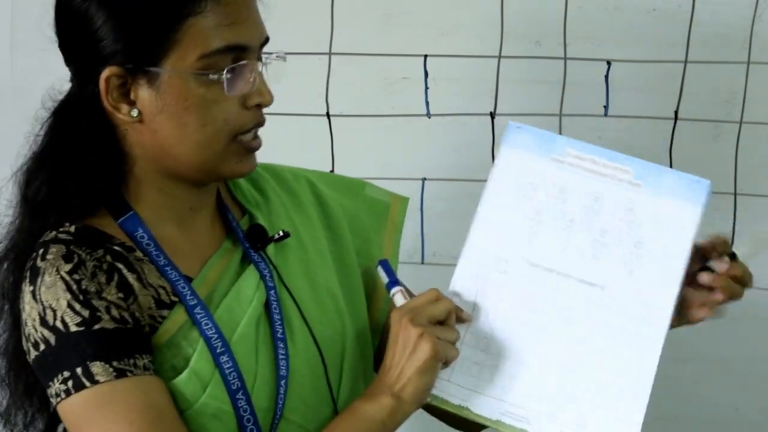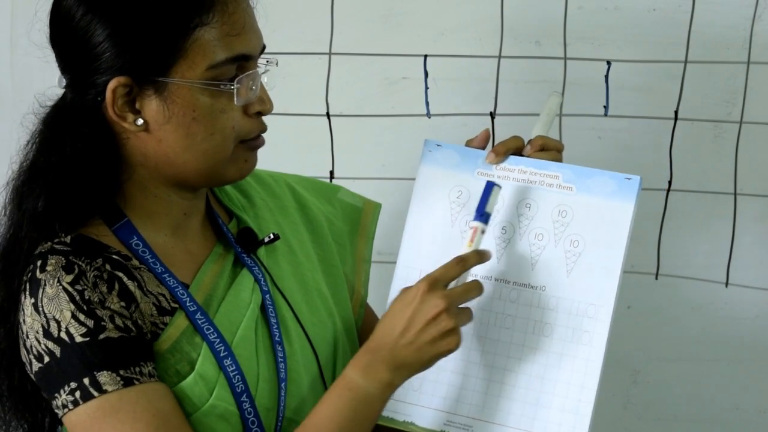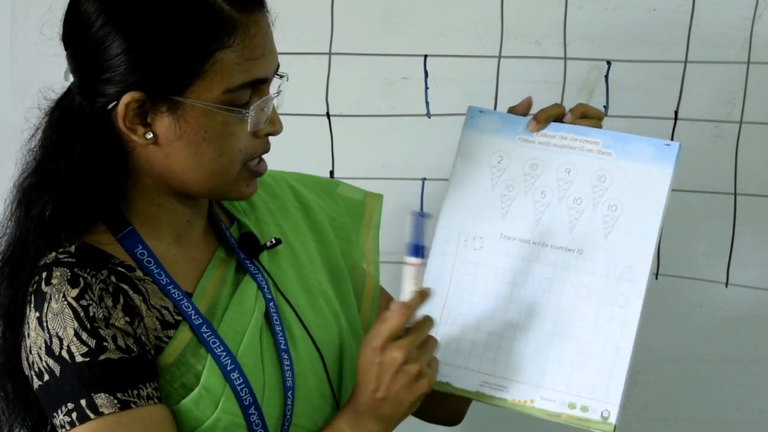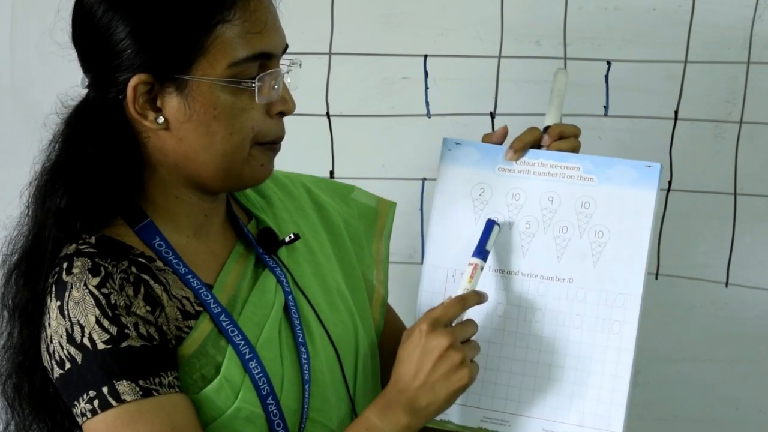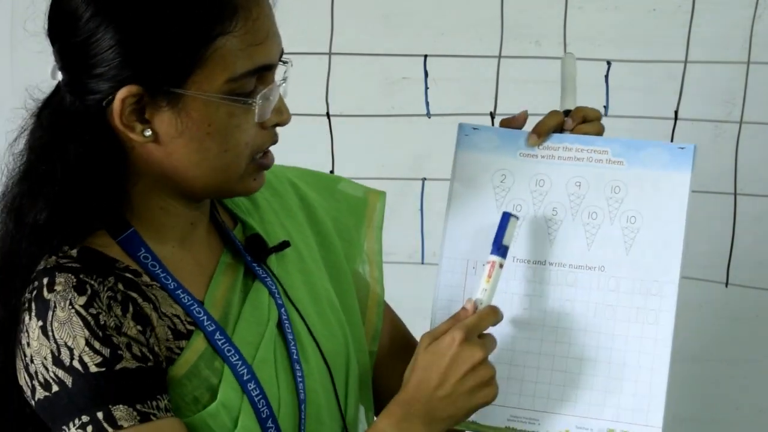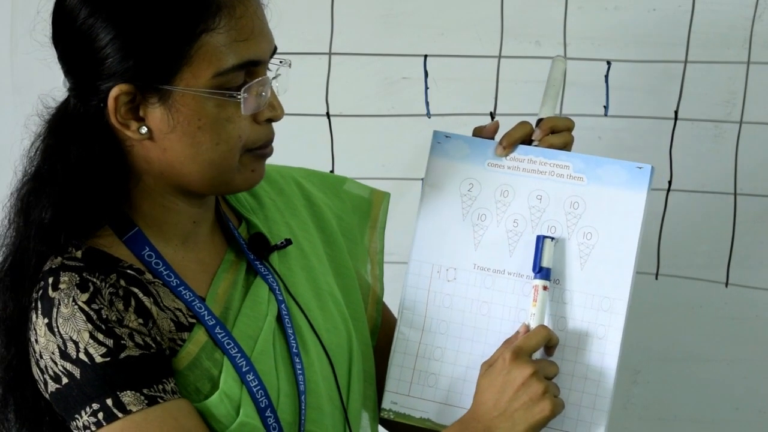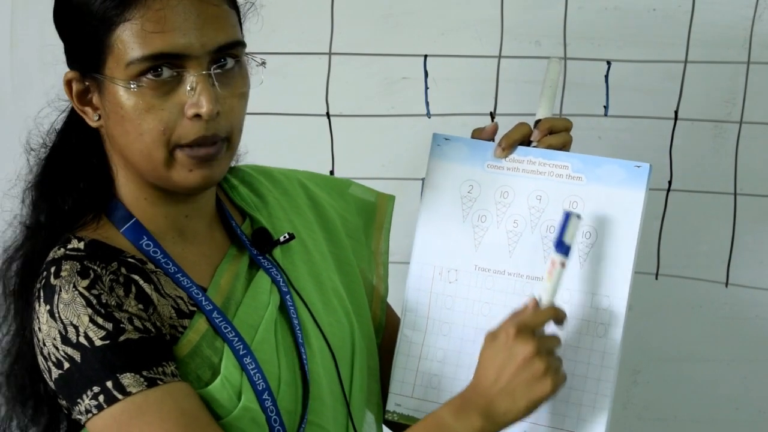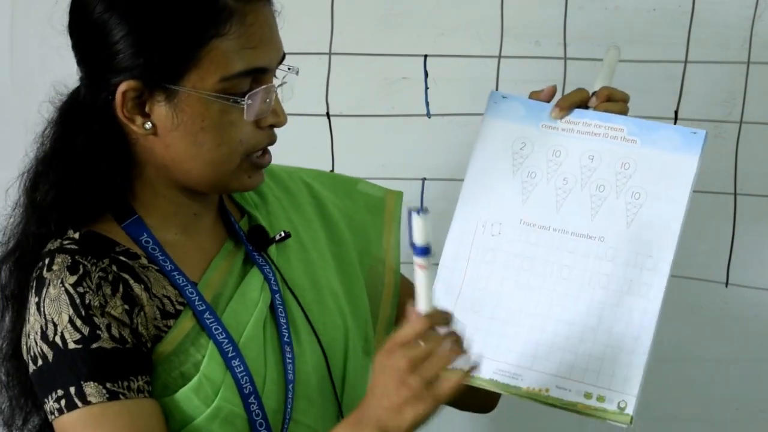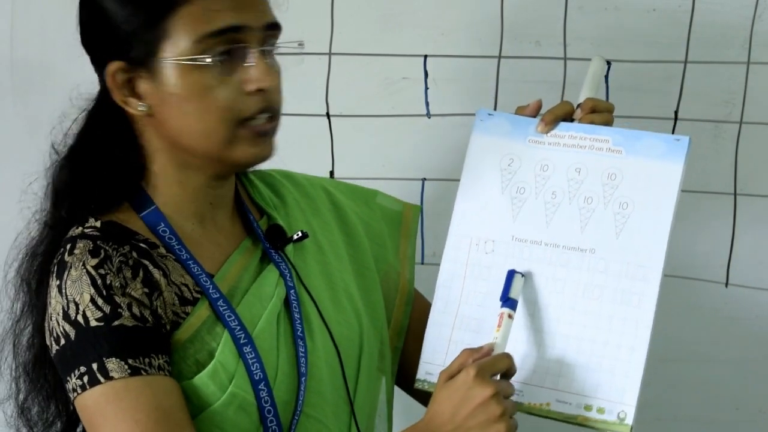Okay, then come to next page, that is page number 17. Here also you have to color the ice cream cones with number 10 on them. Those ice creams in which number 10 is written, you have to color those ice creams only. Like this one has number 10, this one also has number 10, this one also has number 10, and these two also have number 10. So you have to color these ice creams only. After that you have to trace this number 10 and write it by yourself.